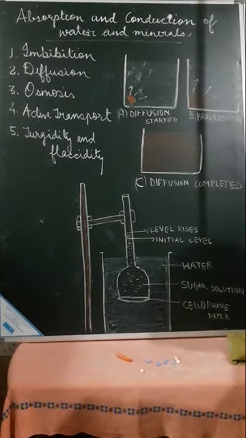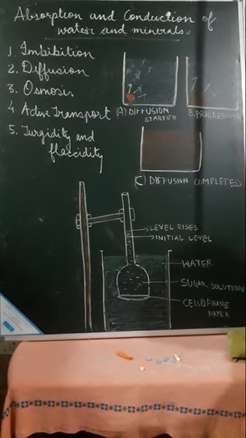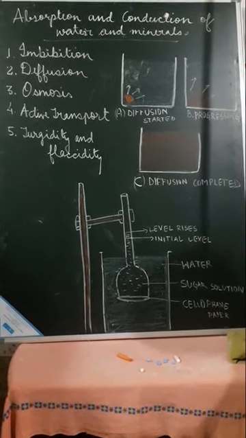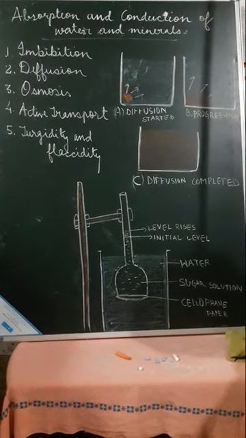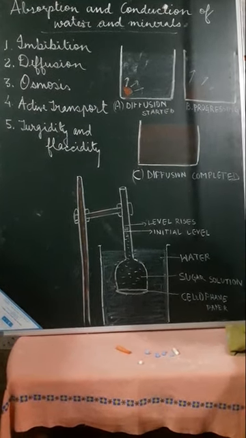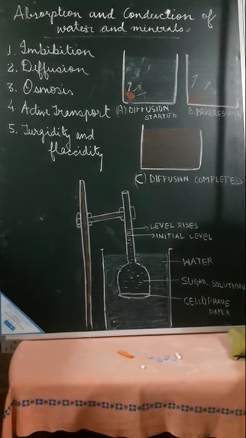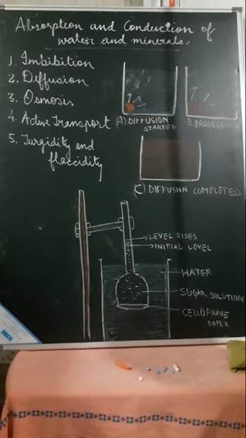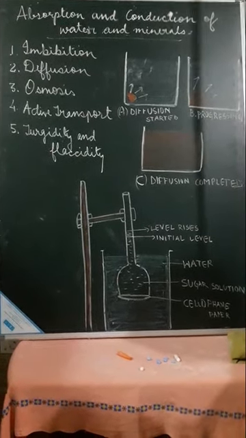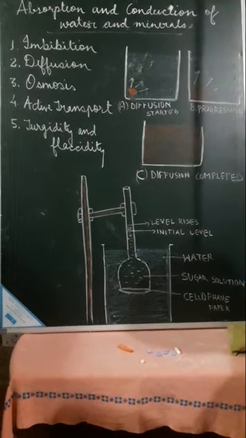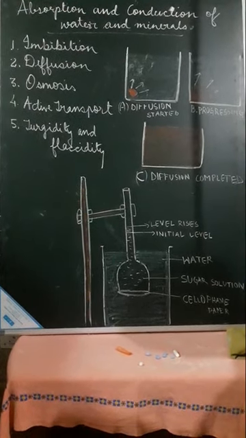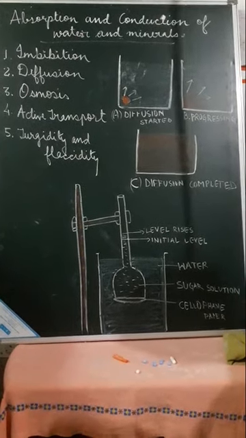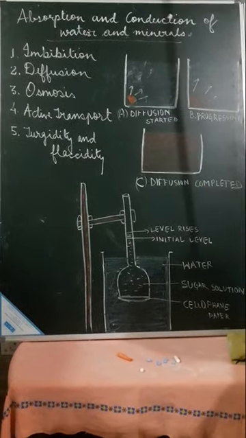Sometimes you will be asked to define imbibition. Imbibition is a phenomenon by which living or dead plant cells absorb water by surface attraction and swell up. Swell up is not given in the book. Please add it. Whenever you define this, you must write the result. Like whenever we put any dried seed in water, it absorbs water and swells up. That's why the result has to come at the end, which is not mentioned in the book.